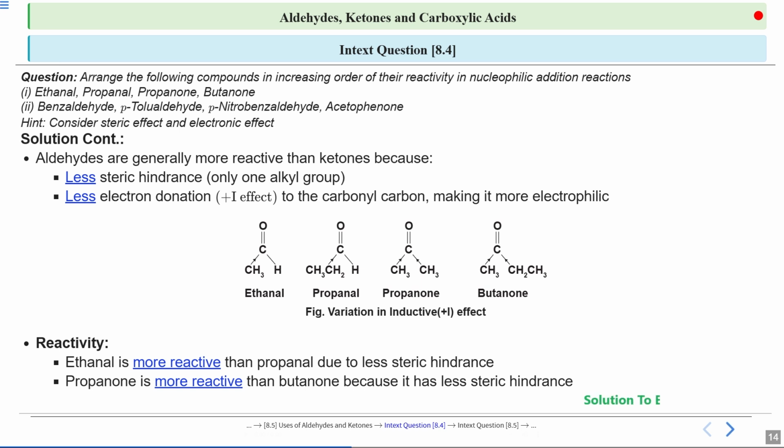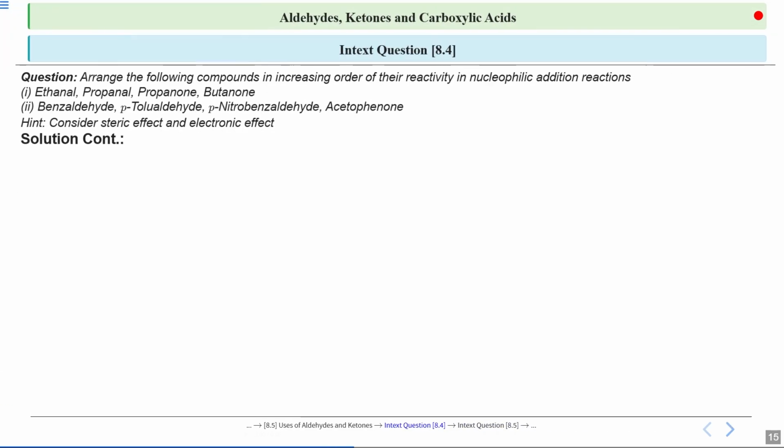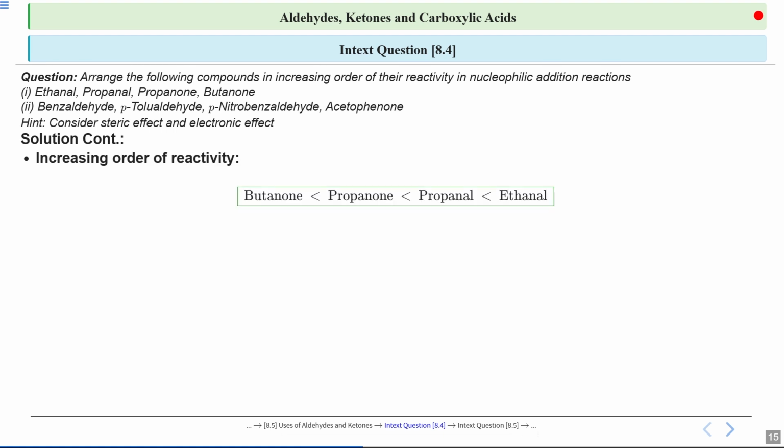So now you can easily arrange the four given compounds in their order of reactivity. So what will be the order? Ethanol will be most reactive, followed by propanol, then propanol, and last is butanol. Butanol is least reactive, and ethanol is most reactive. So the order is based on the steric and electronic effects, where smaller and less hindered molecules tend to be more reactive. I hope this question is clear, how we arranged it.